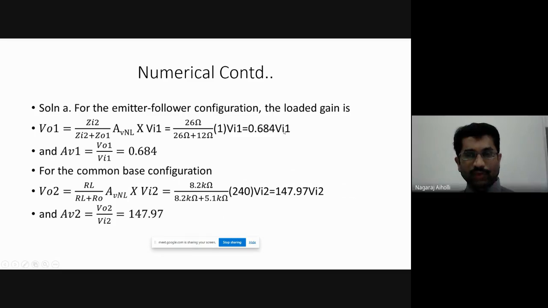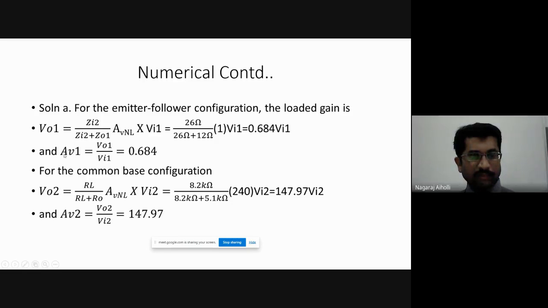Correct. 0.6842, approximately 0.684, that into VI1. Because what you have taken here for V01, we have rearranged the terms. Therefore, V01 will be equal to this portion into VI1. That is 0.684 into VI1. Is it not? V01 is equal to 0.684 into VI1.